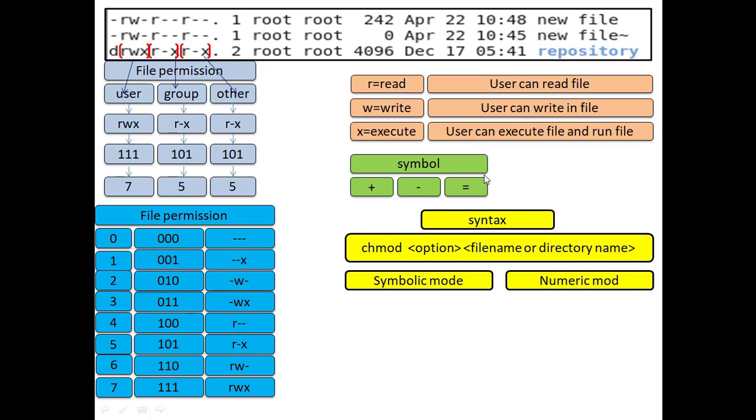Now you will see the symbols plus, minus and equal. Plus means you can add the permission, minus means you can remove the permission, and equal is for replacing. If you want to replace the permission for the user, group or others, you can replace it. Then we will see the syntax: the command chmod, then option, then file name or directory. We can set the permission in two ways: one is symbolic mode and another is numeric mode. Now we will see in our Linux system how to set a permission.